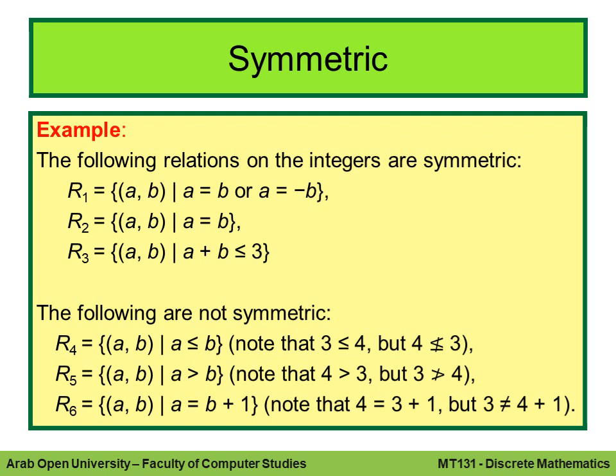Here is another one, (A, B) such that A is greater than B. This is not symmetric. 4 is related to 3, and 4 is greater than 3, but 3 is not greater than 4. And the other relation that we have seen before, (A, B) such that A is equal to B plus 1, this is not symmetric. For example, 4 is equal to 3 plus 1, so 4 is related to 3, but 3 is not related to 4. 3 does not equal 4 plus 1. All these are examples of relations that are not symmetric.